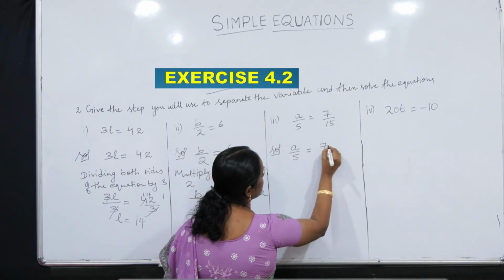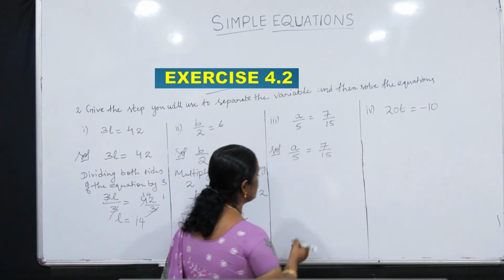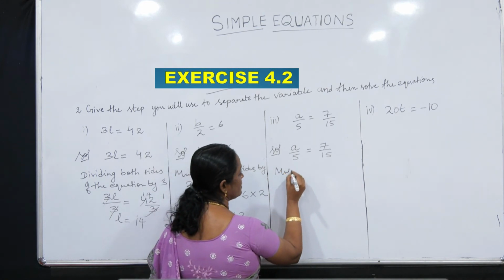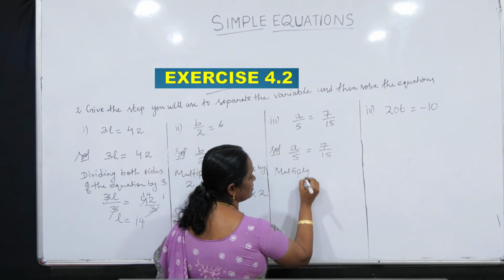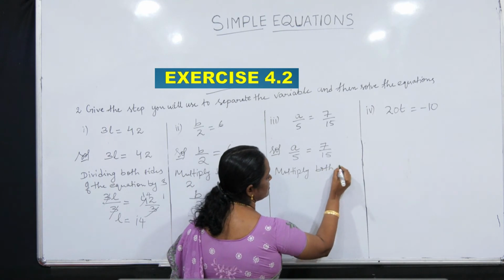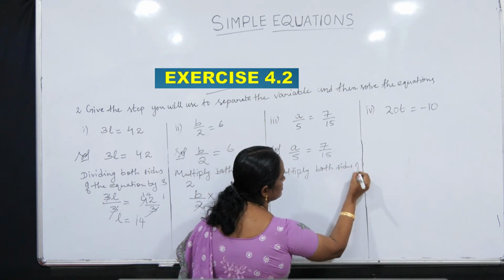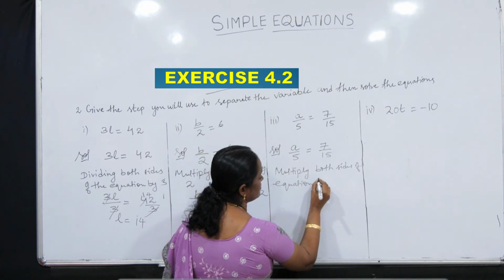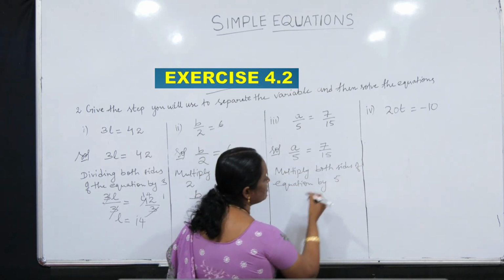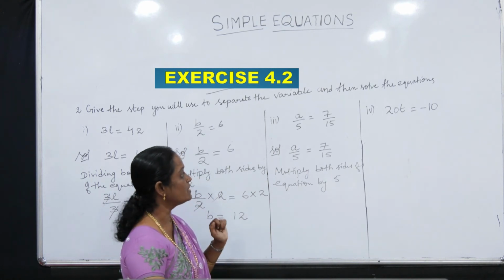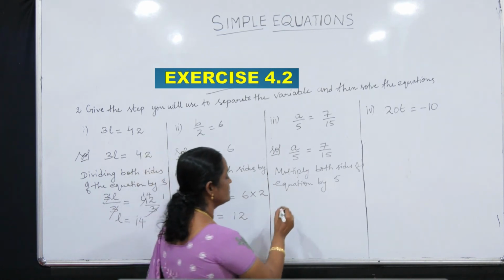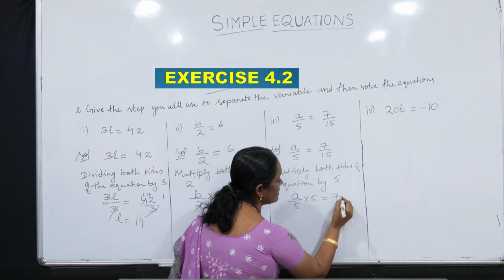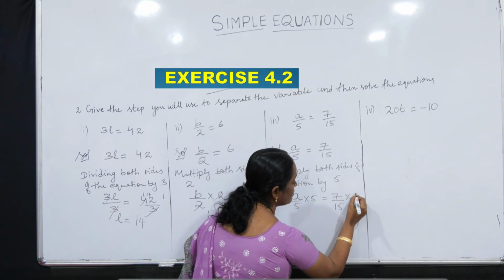a by 5 is equal to 7 by 15. Here, multiply both sides of the equation by 5. 5 से मल्टीप्लाई करेंगे हम जो है वेरिएबल a को सेपरेट करने के लिए. a by 5 into 5 is equal to 7 by 15 into 5.